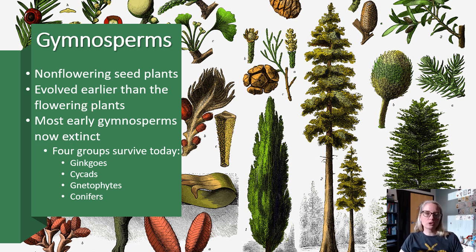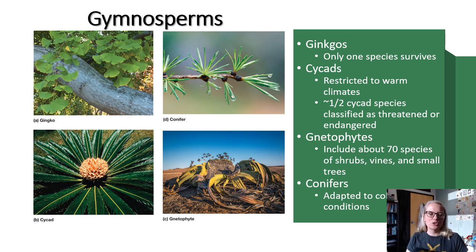We have four major groups of gymnosperms that are living today. There are quite a few extinct species that we can see in the fossil record, but we have what are called ginkgos, cycads, gnetophytes, silent G, gnetophytes, and conifers. The first two you're probably not very familiar with. The third one you probably are, especially living here in the Pacific Northwest.